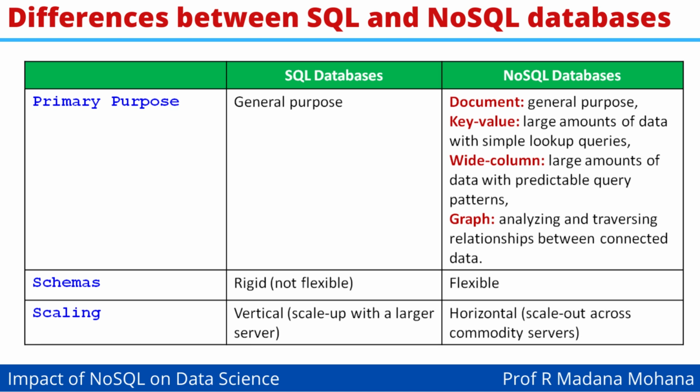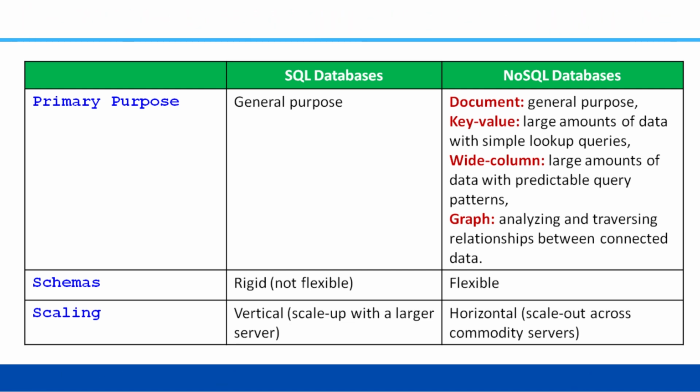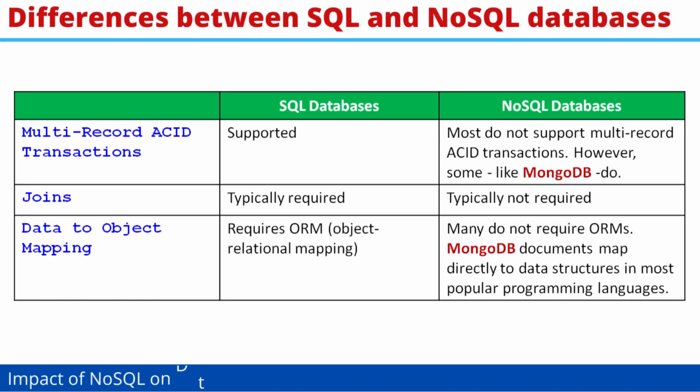Then schema wise, in SQL databases it is rigid, which means not flexible, whereas in NoSQL databases schemas are flexible. Then coming to scaling, in SQL databases it is vertical, which means scale up with a larger server, whereas in NoSQL databases it is horizontal, scale out across commodity servers. The next factor, multi-record ACID transactions: SQL databases support them, whereas most NoSQL databases do not support multi-record ACID transactions. However, some like MongoDB do.